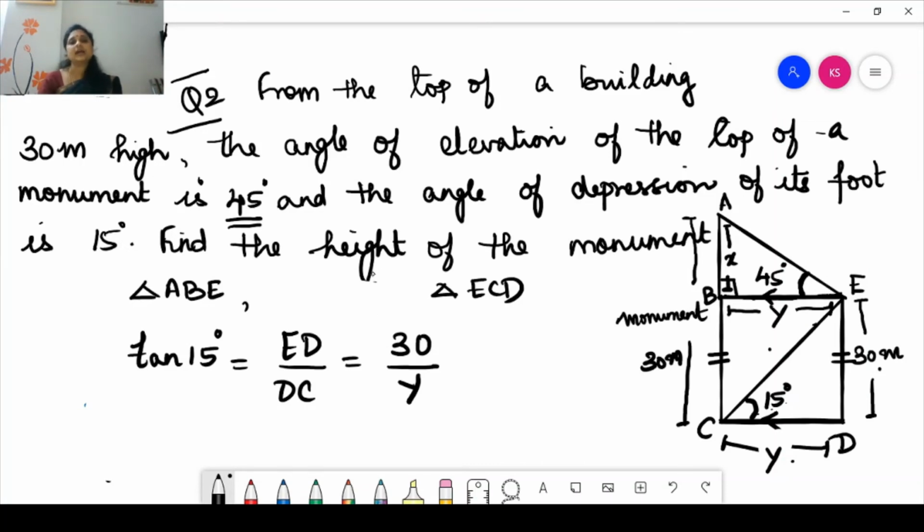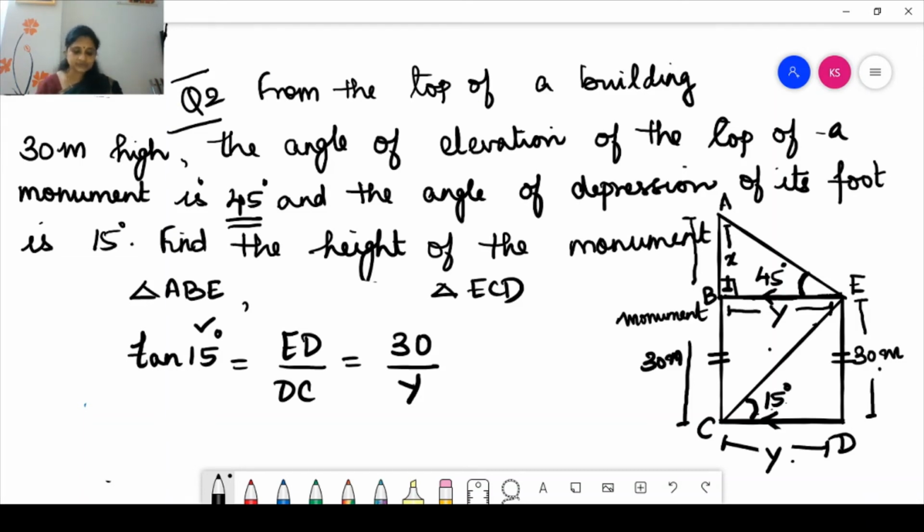Now, you can ask me, ma'am, 15 degrees is not a standard angle. Now, how am I going to find it? My table will not give me this, the table that I make. Now, how to find the value of tan 15? You are given the tables at the back of your book. You will be provided during the examination. The tables that have tan, sine, cos of all the angles between 0 and 90. So you can use that to find the value of tan 15.